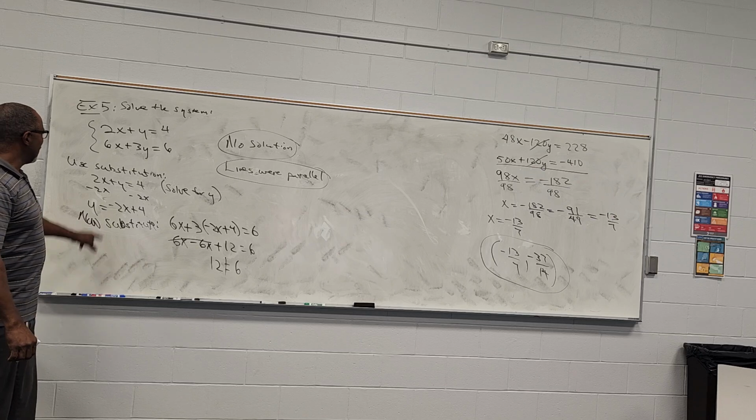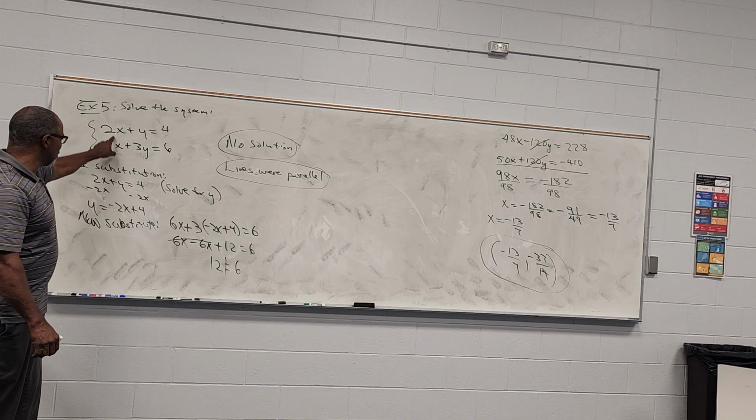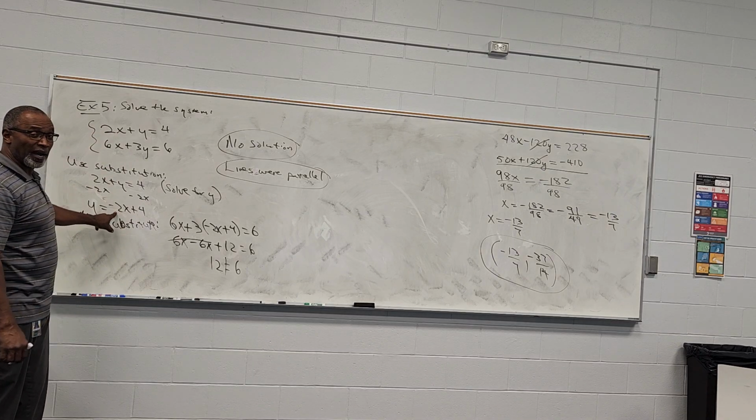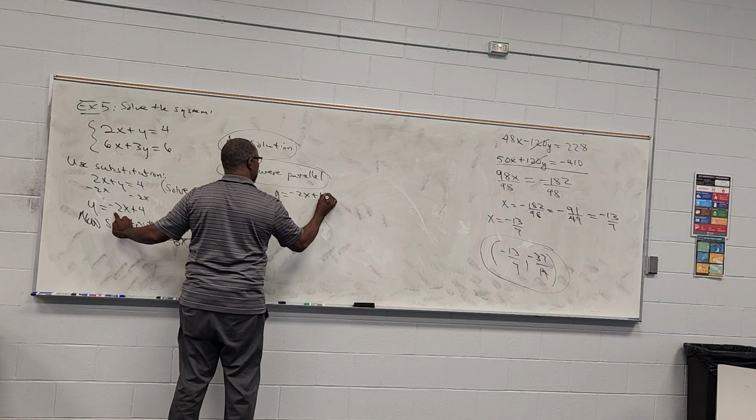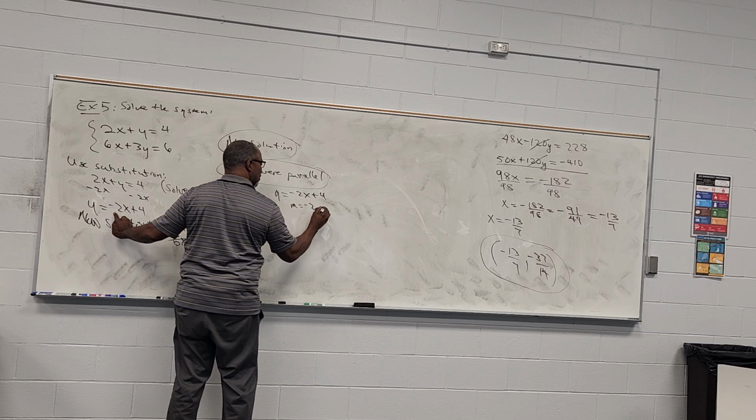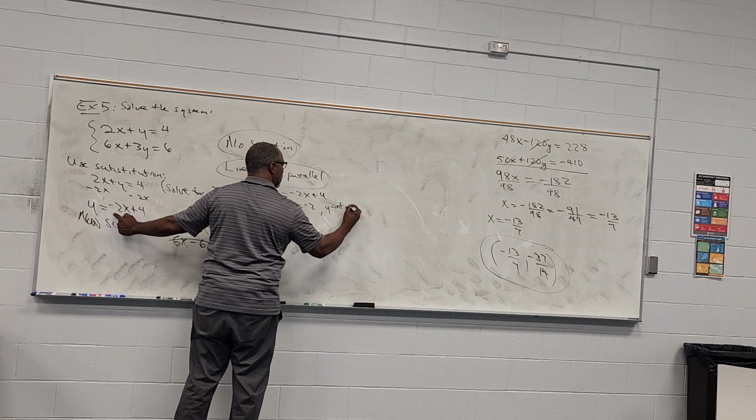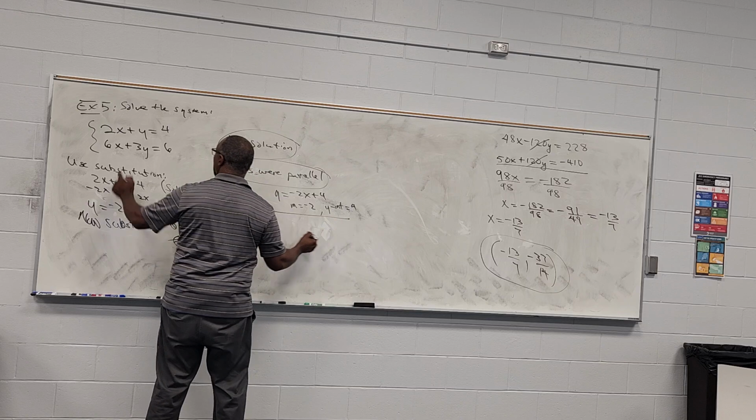Okay? Now I've already put this one in slope-intercept form, right? y equals mx plus b. When I solve for y, I actually put it in slope-intercept form. So y equals negative 2x plus 4. My slope was negative 2. My y-intercept was 4. Let's look at the other line.